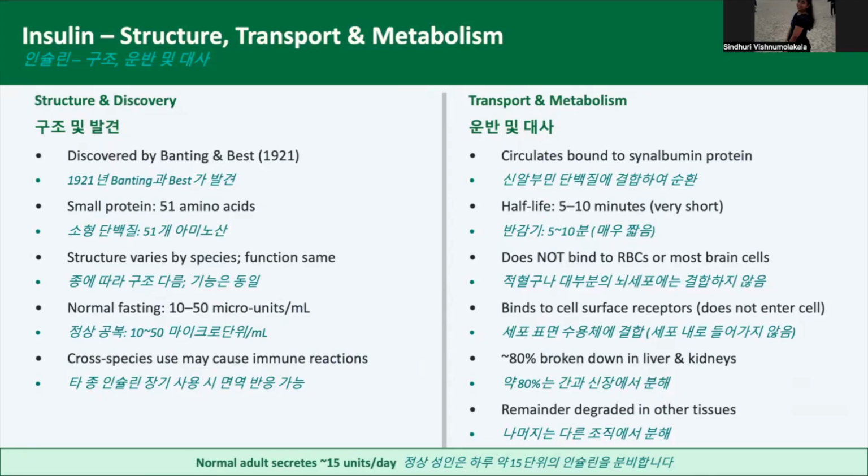So, what happens to it? 80% of it is metabolized by the liver and kidneys by hepatic glutathione insulin transhydrogenase, and 20% gets mobilized by the rest of the body tissues and destroyed by the enzyme insulin protease.